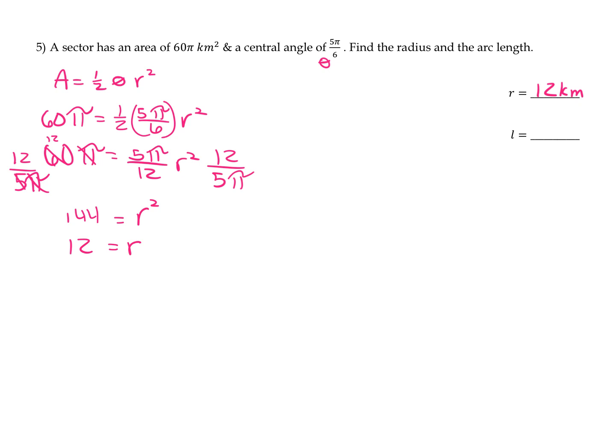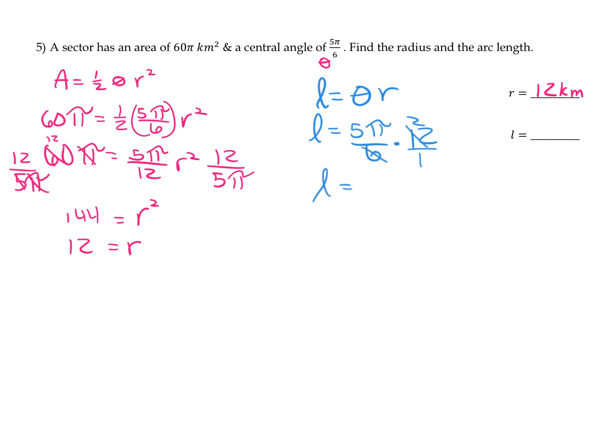Now I need to find my arc length, sorry. So my arc length is theta times the radius. So my arc length is 5 pi over 6 times the radius of 12.